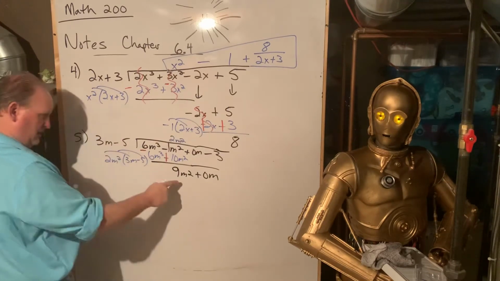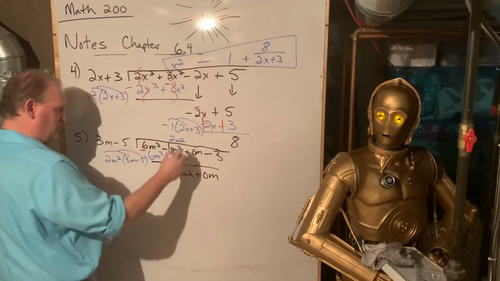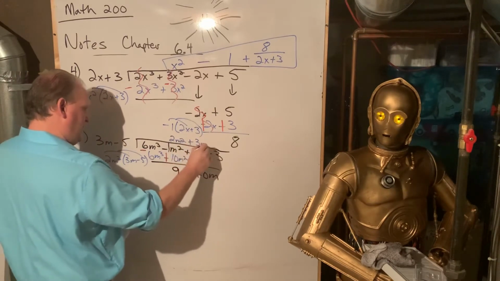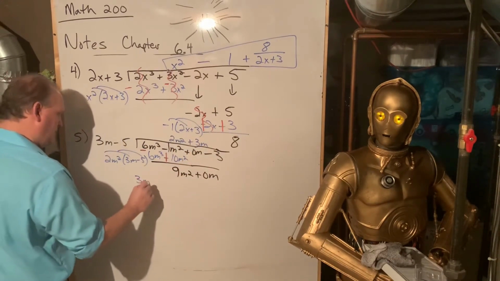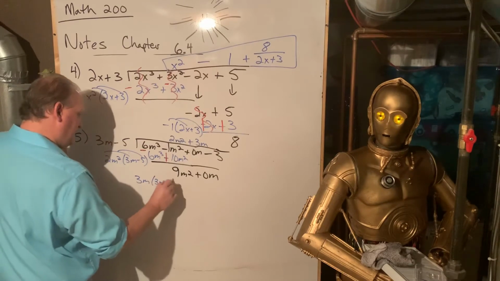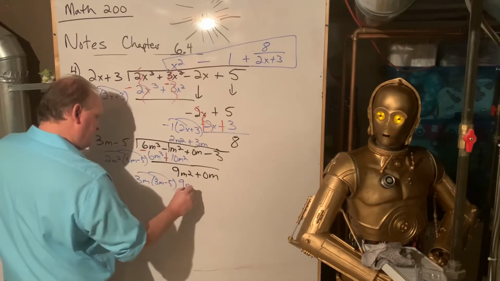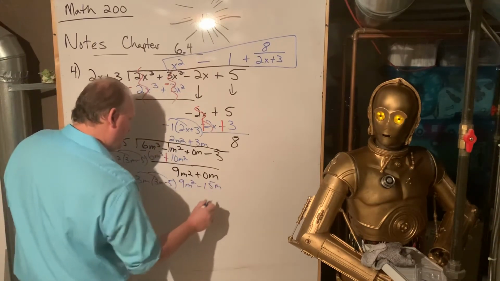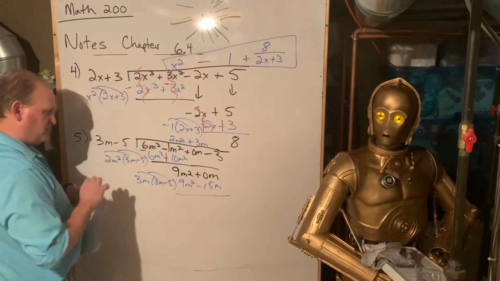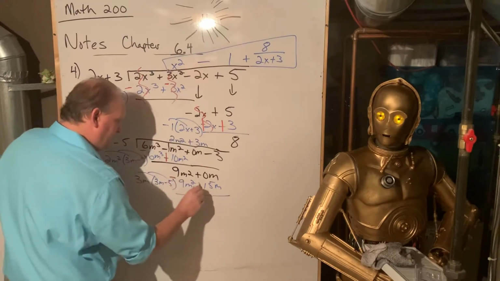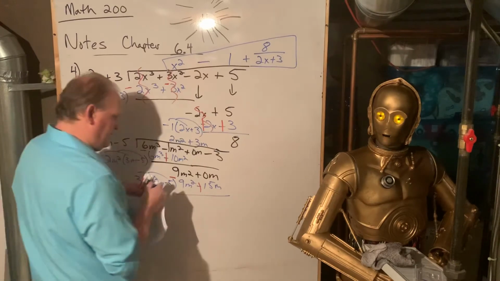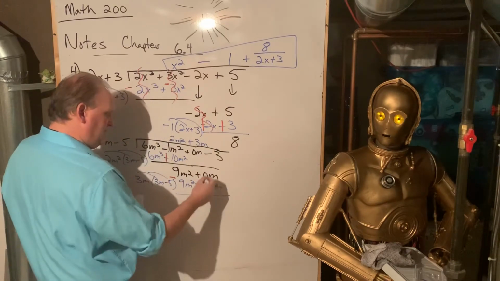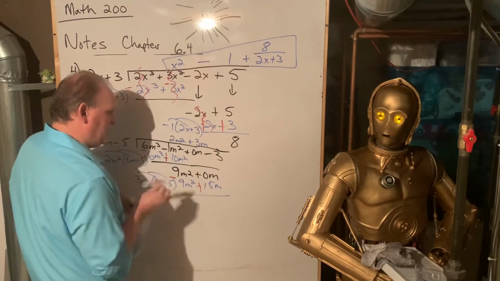So now, what 3m times what is 9m squared? That would be plus 3m. 3m times 3m minus 5 is 9m squared minus 15m. Change both signs, minus and plus. And so 0 plus 15 is 15m.